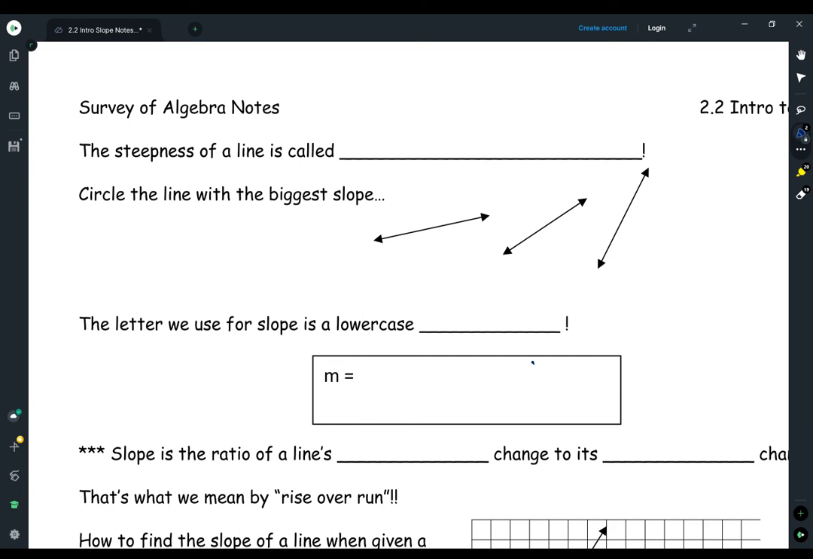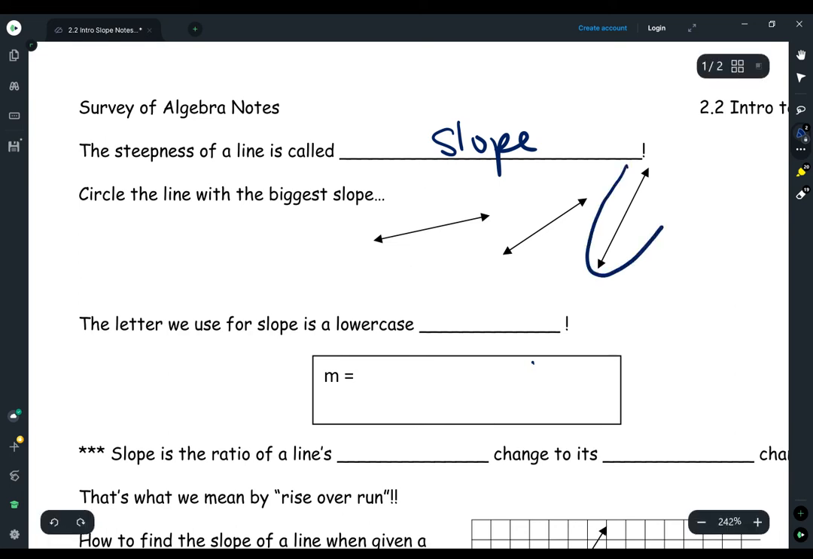Survey of Algebra 2-2, Intro to Slope Notes. So the steepness of a line is called the slope. Now we're going to circle the line with the biggest slope. So we're looking for the line that looks the steepest. That's going to be this one right here. And the letter we use for slope is a lowercase m.